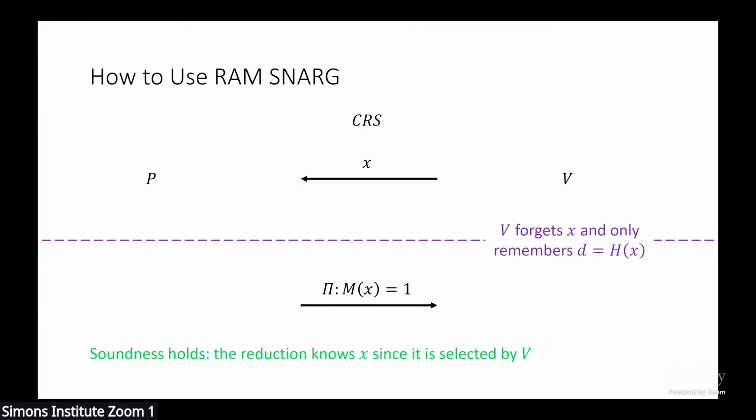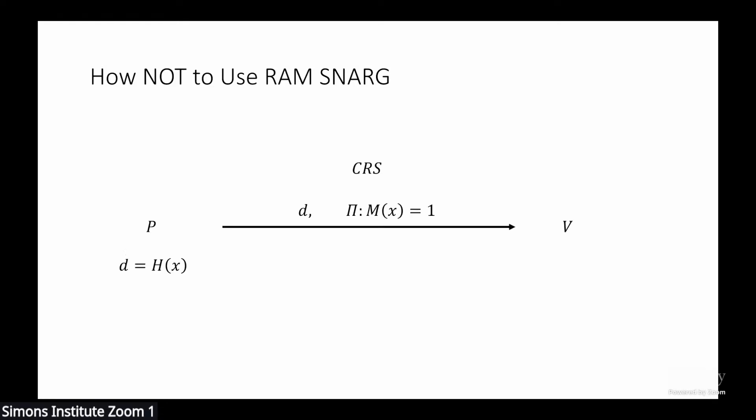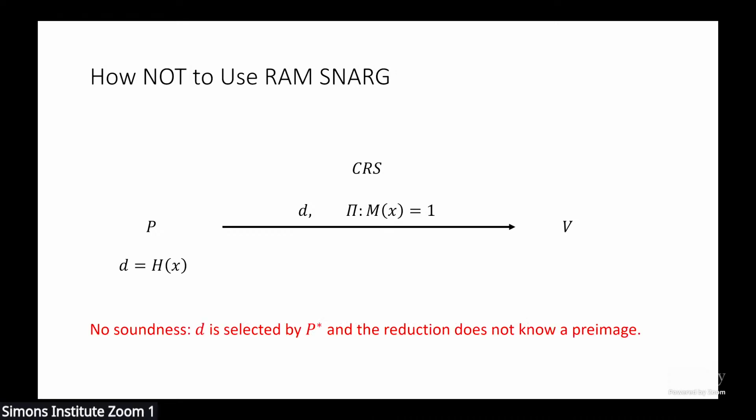Now let's see an example of how not to use RAM SNARKs. This is what Surya suggested. In this protocol, we have just one message. The prover is selecting some input. It hashes the input, and it sends to the verifier the hash of the input and a proof that this input makes the machine accept. So in this case, we don't have soundness. This protocol is not sound.